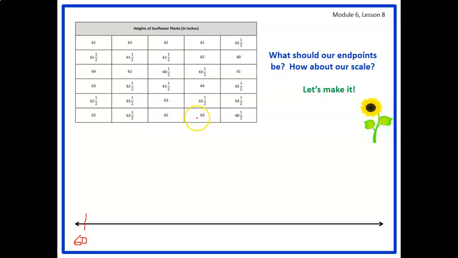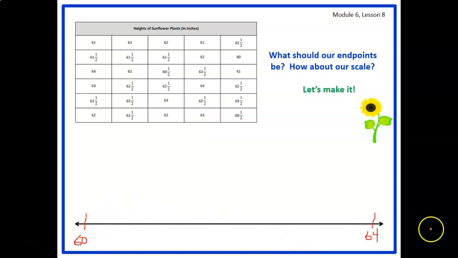And what would be our largest? Oh, 63 is larger. Is there anything larger than 63? Oh, yeah, there's 64. Anything larger than 64? Greater than 64? Nope. Looks like 64 is our other endpoint.